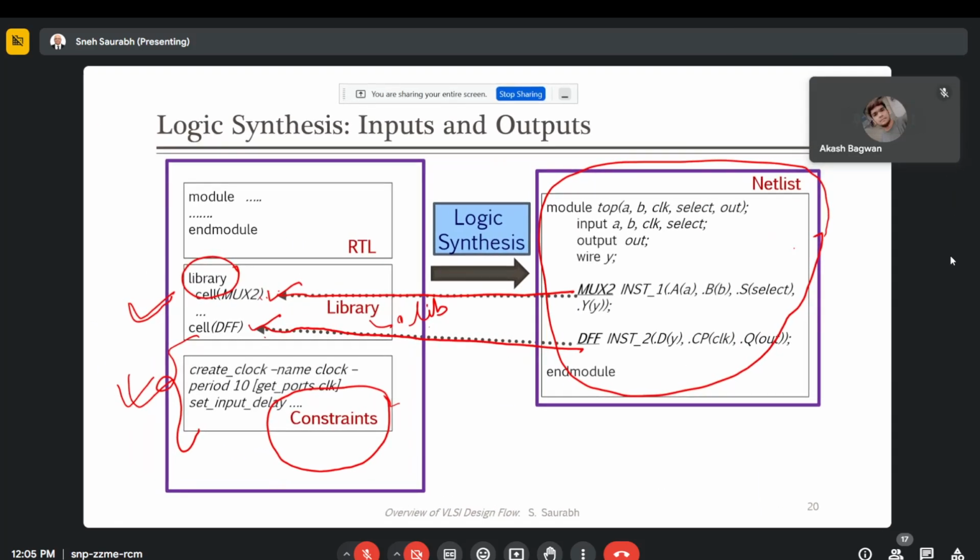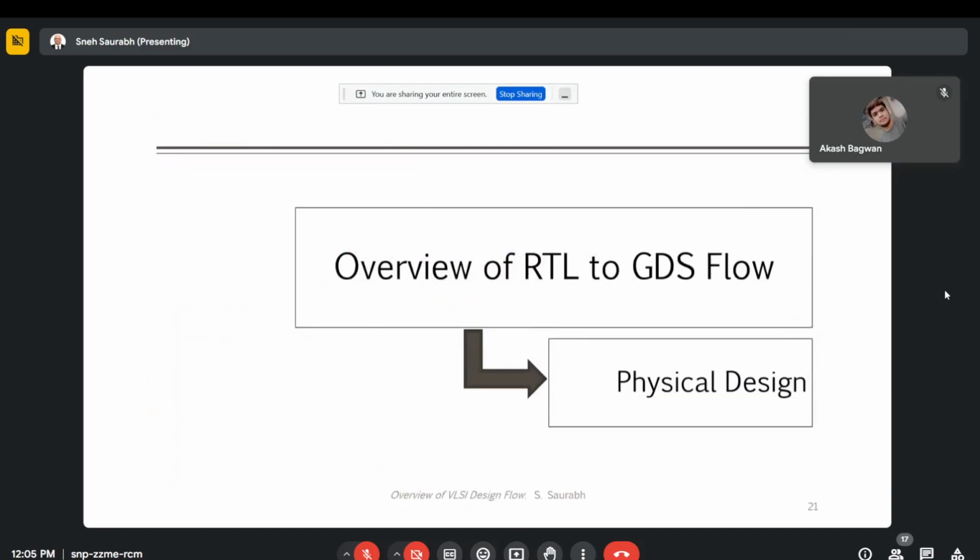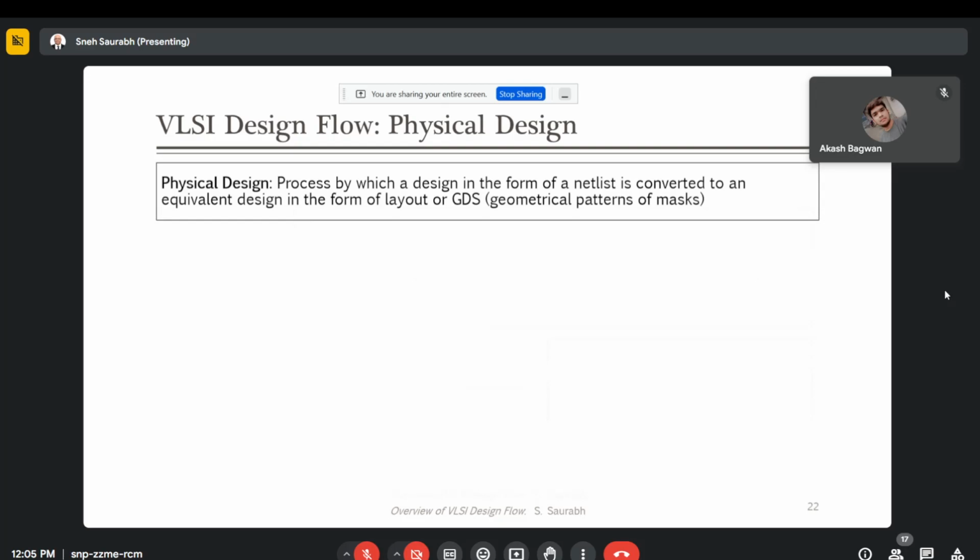Thank you. So now we go to the next part, that is the physical design, right? Once we have got the netlist, then we carry out physical design. Now in physical design, what various design tasks do we carry out? What is physical design? Physical design is the process by which a design in the form of a netlist is converted to an equivalent design in the form of a layout or GDS. So we have a netlist and we want to get a layout, right? This is the basic goal of physical design.